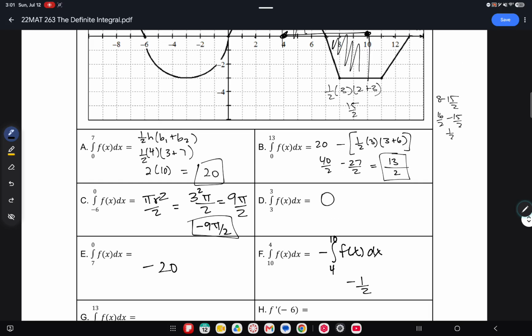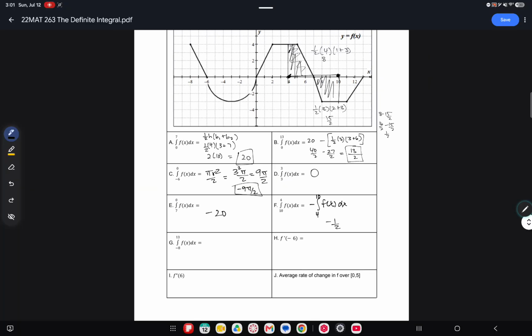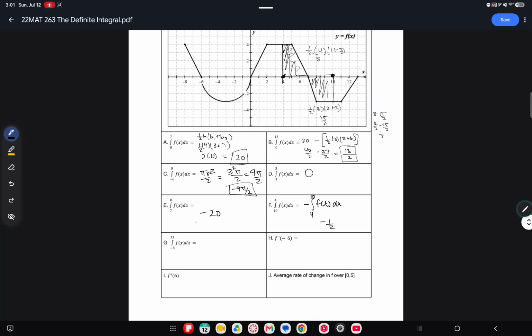All right, from -8 to 13. All right, that's across this whole thing. So we have a bunch of areas already. Then we have that semicircle. So that -9 pi over 2. We have that one trapezoid is 20. And then we have this other trapezoid, which was that -27 over 2. So the only thing I have left to do is this triangle here.